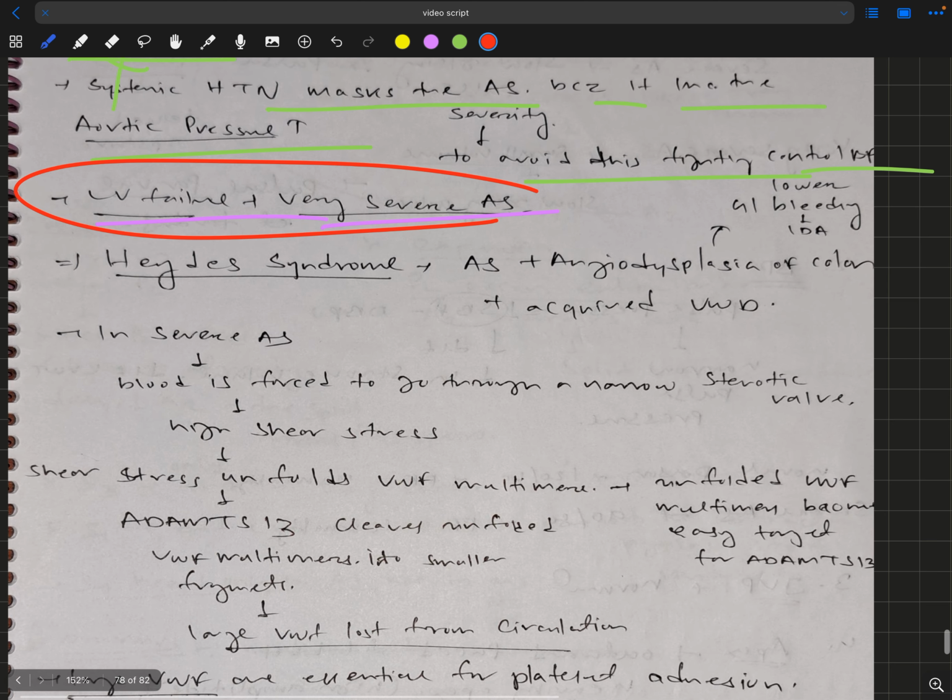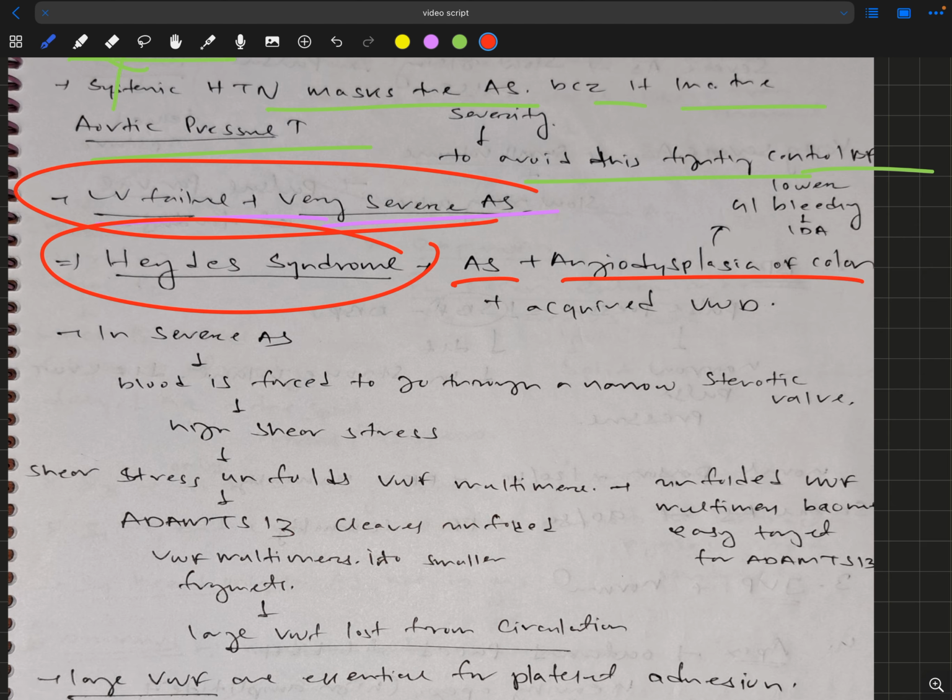Now an important thing, Heyde syndrome. So what is Heyde syndrome? Heyde syndrome is a triad of aortic stenosis, angiodysplasia of colon, and acquired von Willebrand disease. We know von Willebrand factor is required for the adhesion of platelet to the endothelium. Normally von Willebrand factor present in the endothelium attaches with the GP1b of the platelet, and platelet has another molecule, GP2b3a, that leads to platelet aggregation and clump formation.